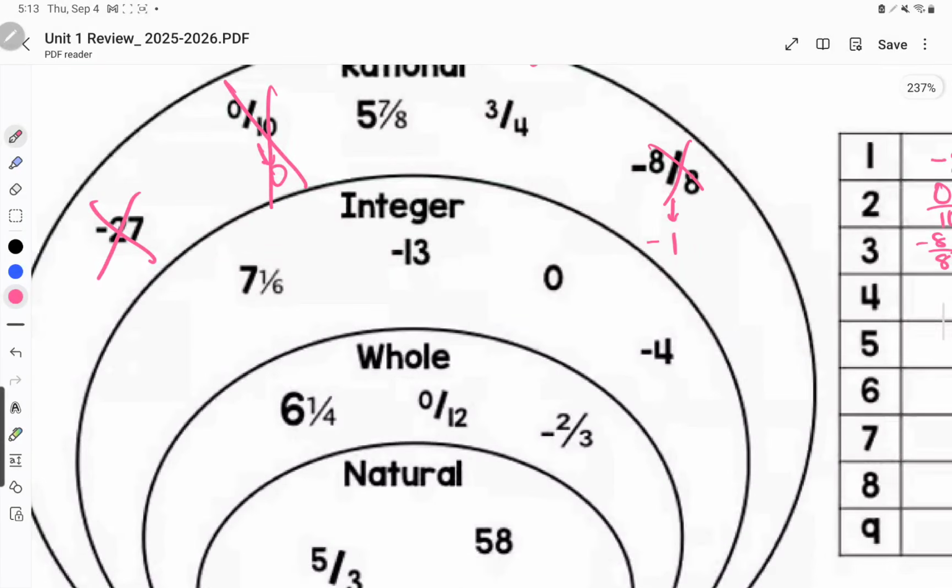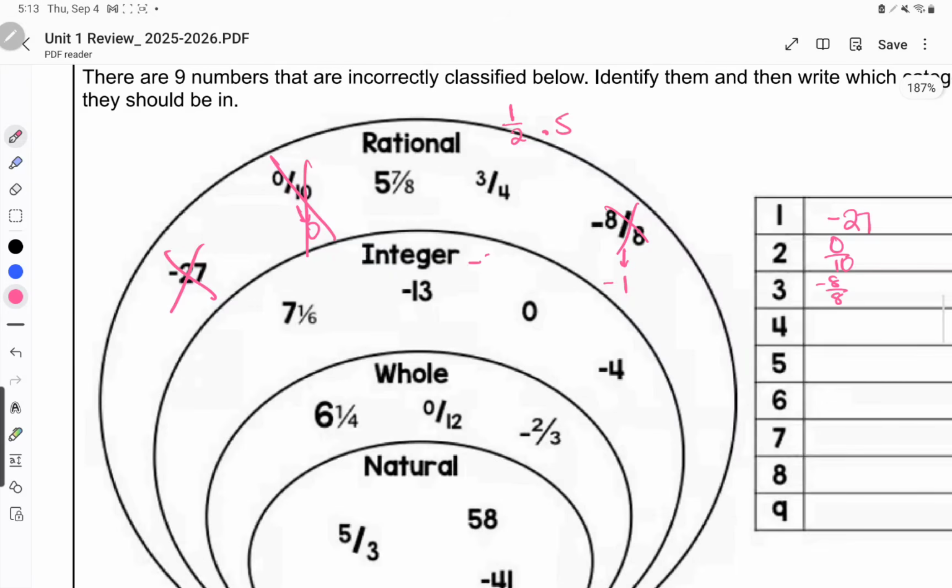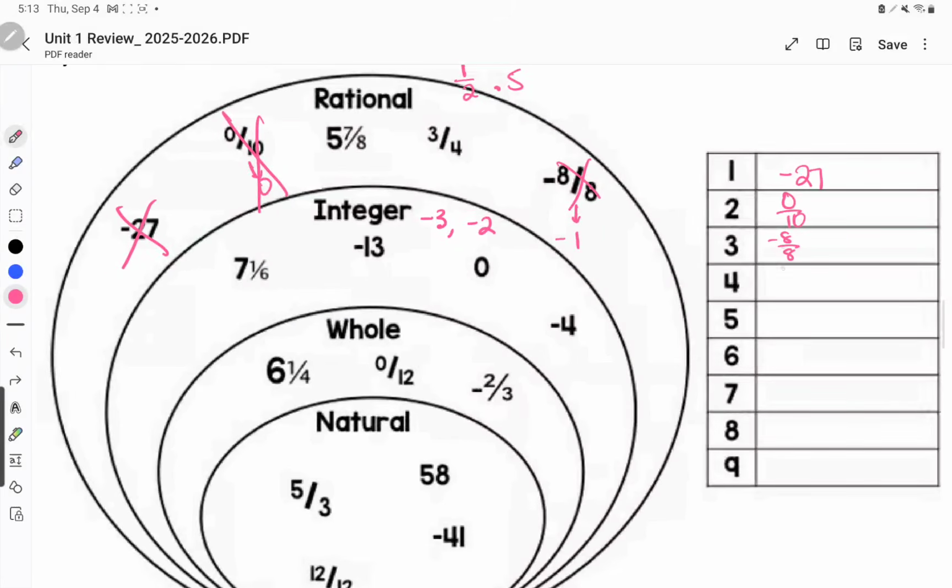Then we have 7 1/6. Integers are your negative numbers, no fractions or decimals. This right here has a fraction. So that's classified incorrectly. Negative 13, that's a negative number, no fractions or decimals. That one's good. 0 is not a negative number, so it is classified incorrectly. Negative 4 is a negative number, no fractions or decimals. That one's good.